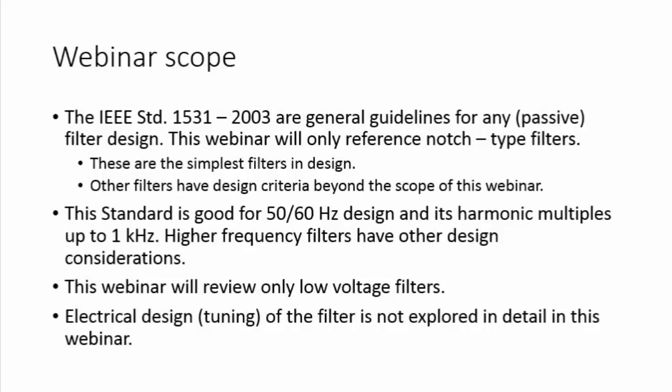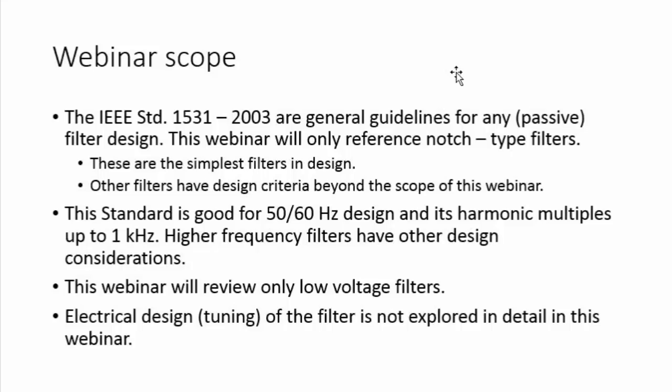This standard, as any IEEE standard, is not a rule, is not a law, it is a general set of guidelines, and this particular standard is a guideline for passive filter design. Obviously, active filter design is way out of this standard because it involves power electronics. And this webinar will only reference notch type filters. I'll get back to that in a minute. Why? Because these are the simplest filters to design. They have the least amount of elements. And other elements have design criteria that are beyond the scope of this webinar.